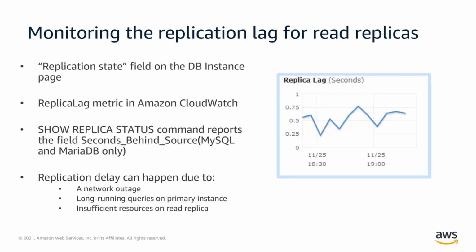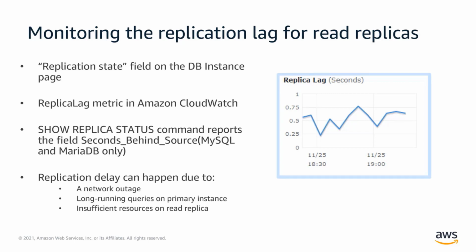RDS integrates with CloudWatch and provides a metric called replica lag for monitoring. Replica lag tells you the amount of time a replica DB instance lags behind the source database instance. For MySQL and MariaDB, you can also use the command show replica status, which tells you how far behind your replica is from your primary database. And then you can also use RDS events to get notified if there is any issue with your replicas.